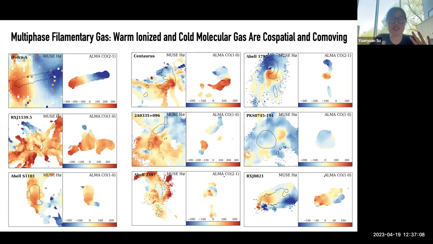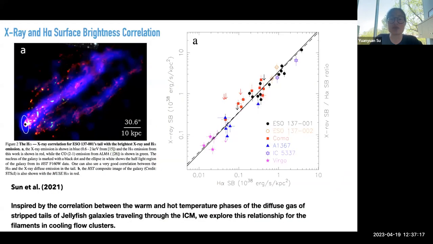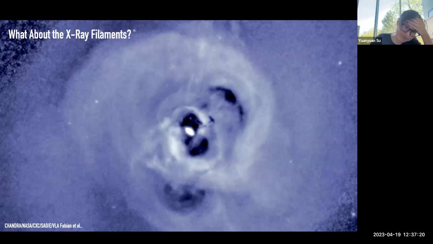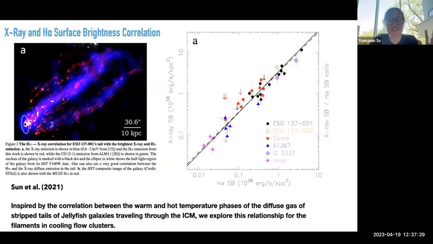And we see relatively good alignment among those multi-phase gas, from warm ionized to cold molecular, but we do not know much about how they are related to the hot gas. So recently there is a paper led by Ming Sun's group. They studied, and I believe that's the only other environment in clusters where you see this coexistence of multi-phase gas, that is the stripped tail of jellyfish galaxies.